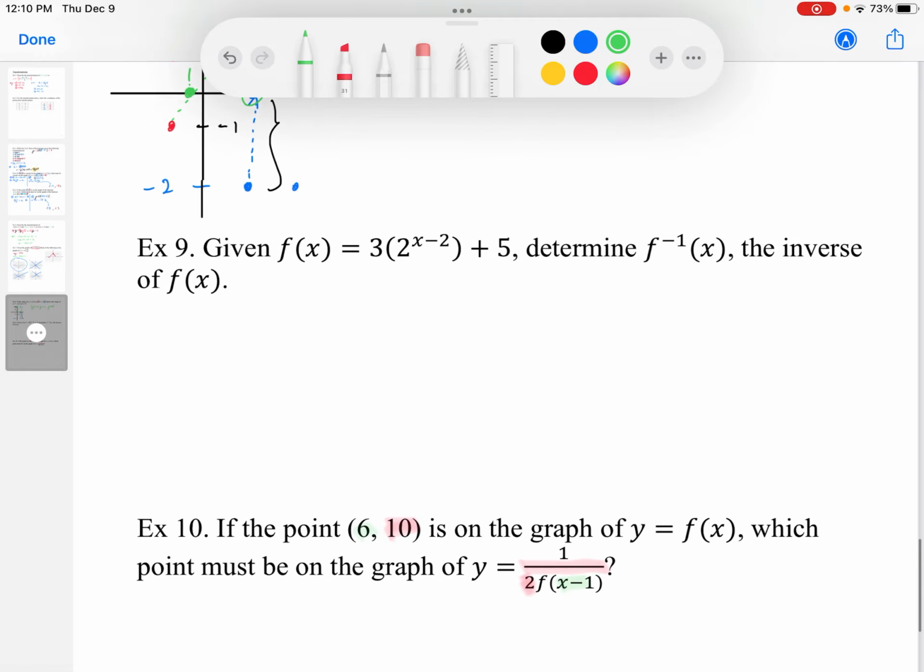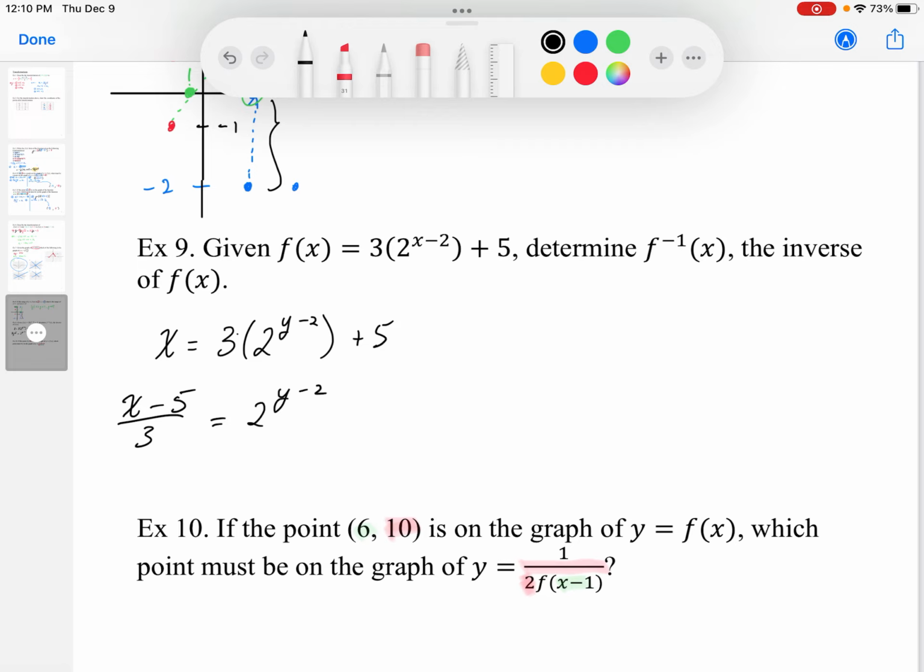For the next one here, we're going to do the inverse. Inverse is really just switching our x and y. So I'm just going to rearrange this expression. Instead of y equals, I'm going to make that x equals. So this represents our inverse expression. Now we want to express this as an inverse, so we need to solve for y. So I'm going to first of all subtract 5, divide by 3.